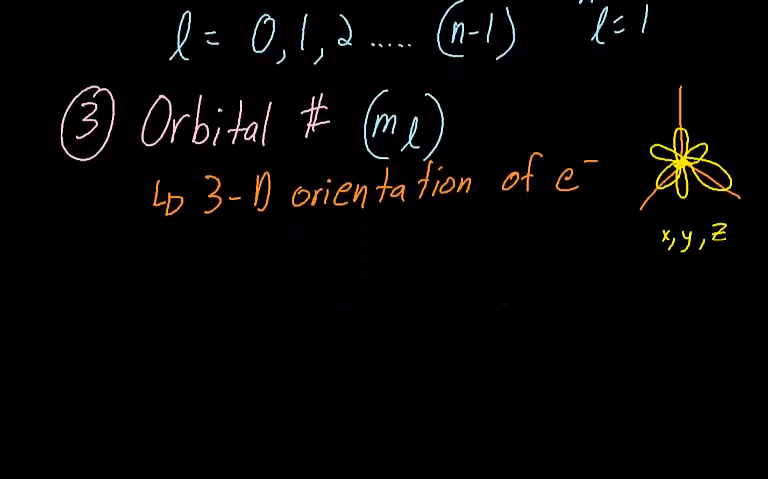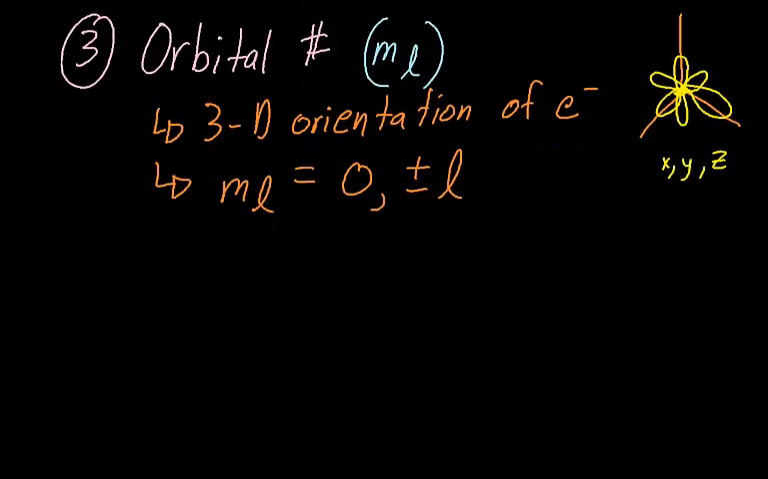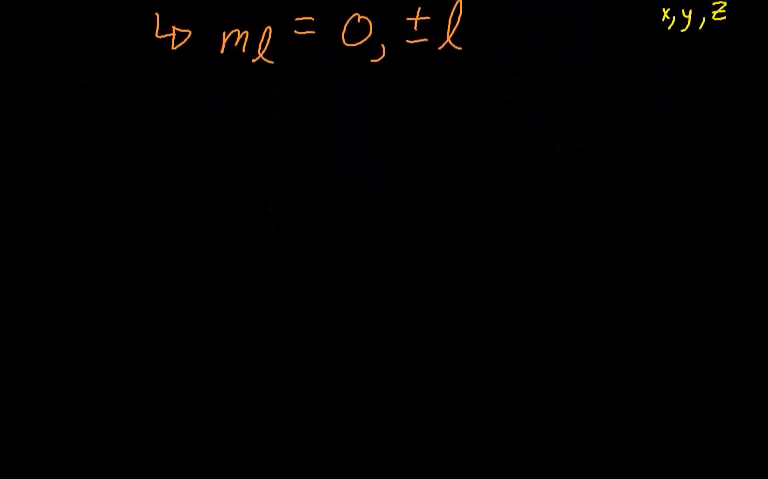And so the equation we can know for this is that m sub L can equal 0 or plus or minus L, and the integers of those. So you can see how all these numbers work: once you get one, you can get the next one and then get the other one to describe the position of the electron.